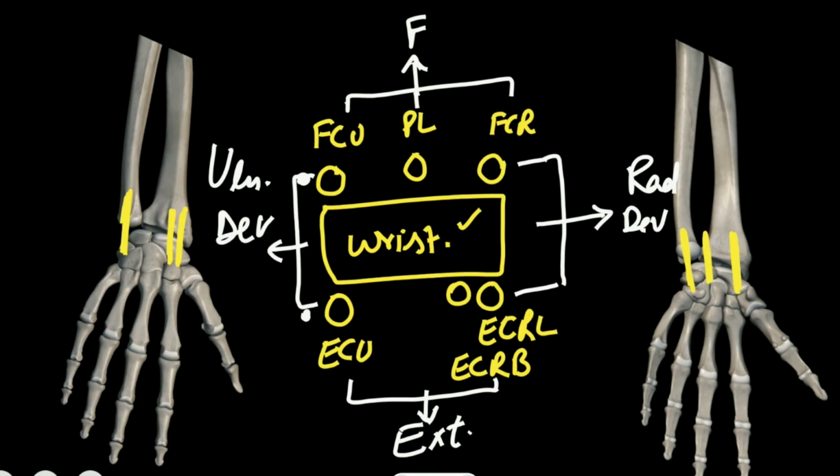Now you can easily understand, when the muscles on front make a team and contract, we will have flexion. When muscles on the back make a team and contract, we will have extension. When the muscles over the radial margin make a team and contract, we will have radial deviation. And when muscles over the ulnar side make a team and contract at the same time, we will have ulnar deviation.